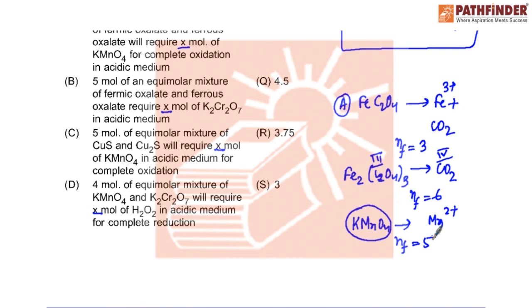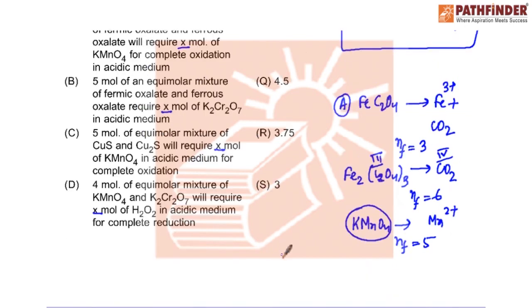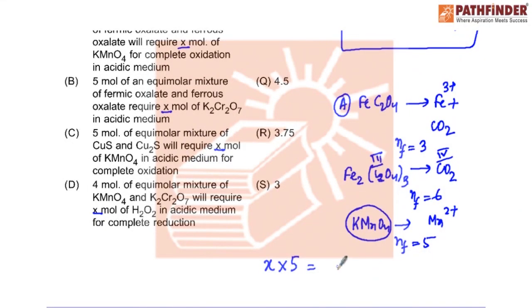Now the thing is very simple. The number of equivalents of ferric oxalate and the number of equivalents of ferrous oxalate, the total of them should be equal to the number of equivalents of KMnO4. Now KMnO4 is requiring x mole. So the number of equivalents of KMnO4 should be x times 5, equal to the number of equivalents of ferrous oxalate and ferric oxalate. So the number of equivalents of ferrous oxalate should be 2.5 times 3, and that of ferric oxalate 2.5 times 6. Yes or no? So if you solve this, you will find the value of x as 4.5.